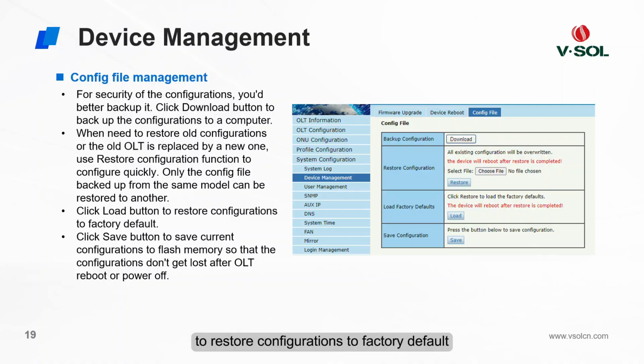Click the Load button to restore configurations to factory default. Click the Save button to save current configurations to flash memory so that the configurations don't get lost after OLT reboot or power off. Every time you change the configuration, you should save it.